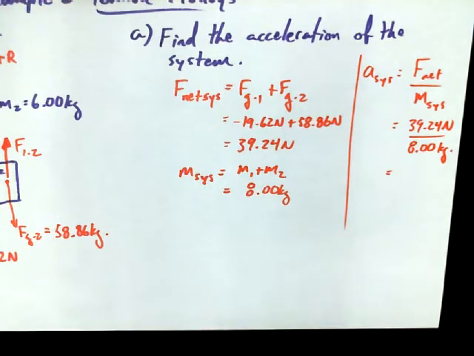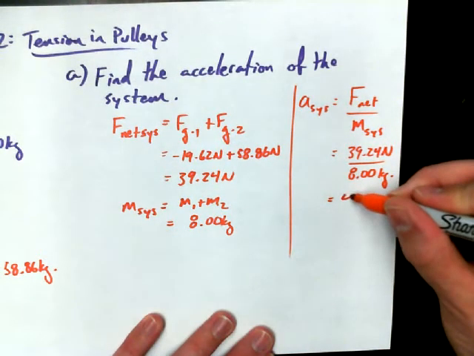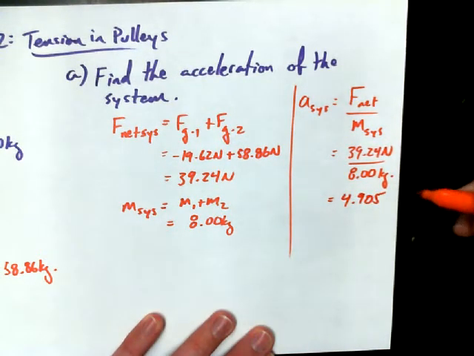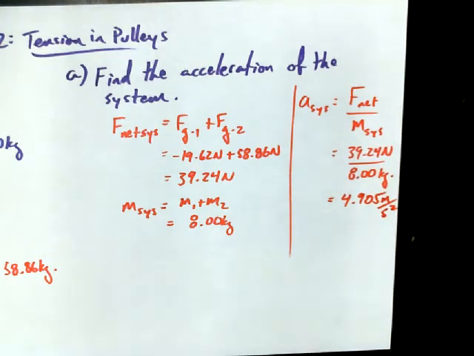It'd be close to 5. 4.905 meters per second squared. Now, if we want to round that off to sig figs, we definitely could. We could say it's 4.90 or something like that. I'm just going to leave it as it is. I'm going to leave it as 4.905 because we may use it later on.